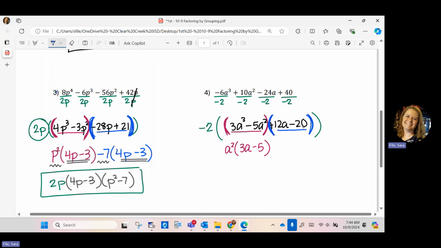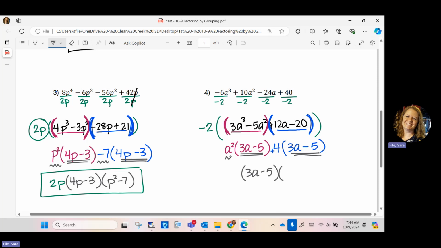What can I divide out of both 12 and 20? Okay, so both can be divided by 4, a positive 4, right? And that would leave me with 3a minus 5. That's a good sign because my leftovers match. So 3a minus 5 is a factor.